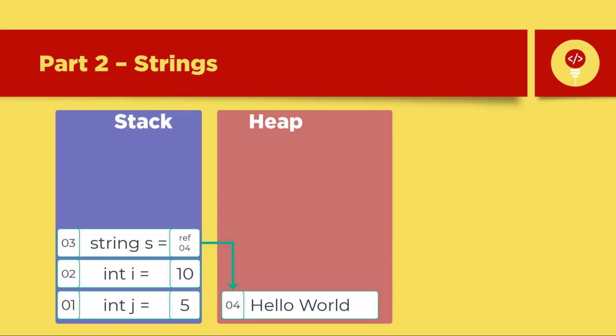In the last video, we went over the internals of value types. Let's review passing values between variables and methods in regards to strings. Let's do a quick review and get a better understanding.